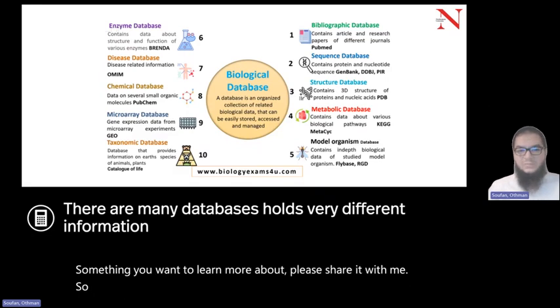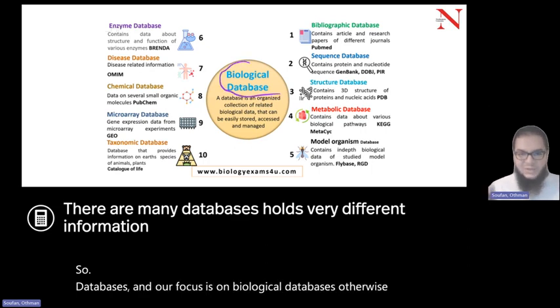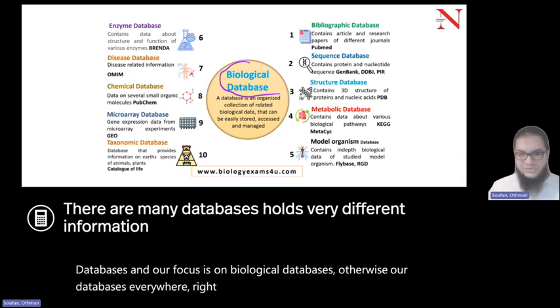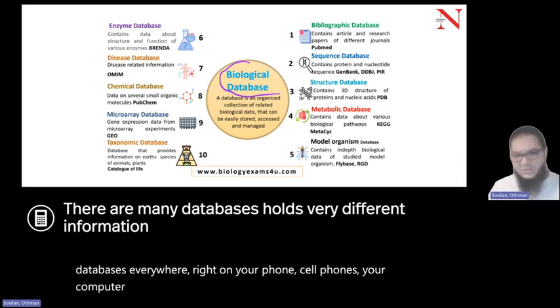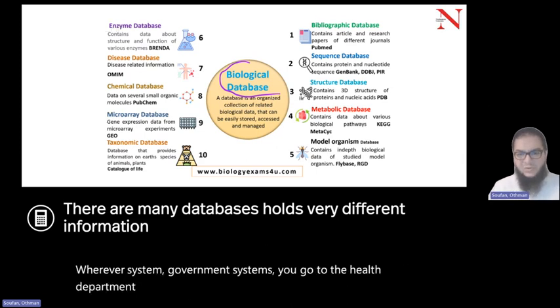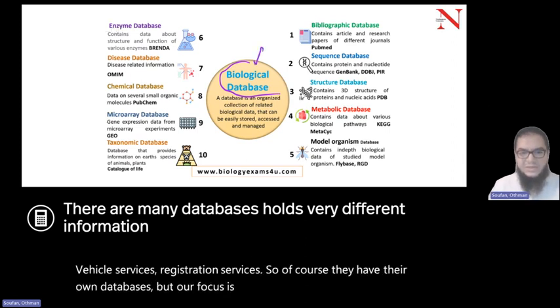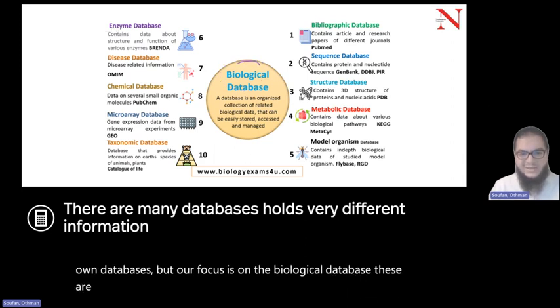So databases, and our focus is on biological databases. Otherwise, there are databases everywhere, right? On your phones, cell phones, your computer, your HR department have their own database. Wherever system, government systems, you go to the health department, or to vehicle services, registration services, and so on. So of course, they have their own databases, but our focus is on the biological database. These are really, truly unique databases.